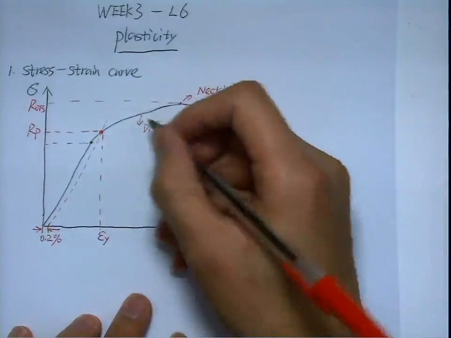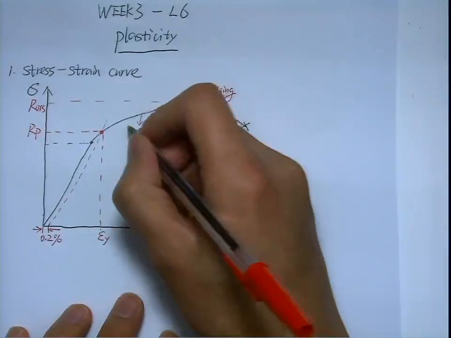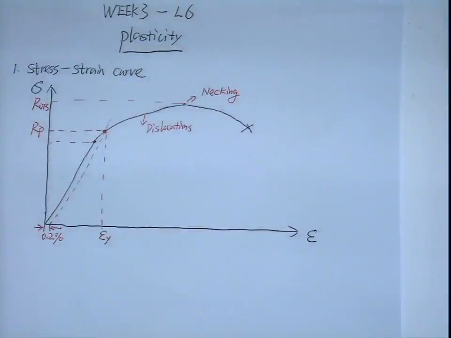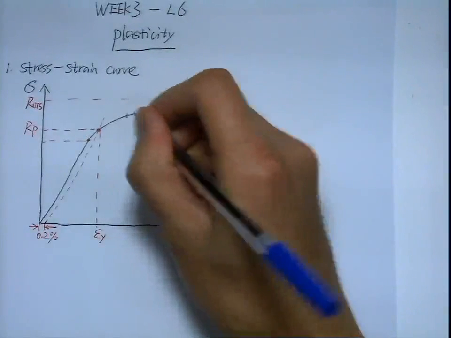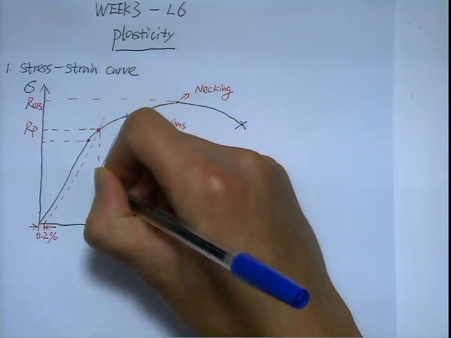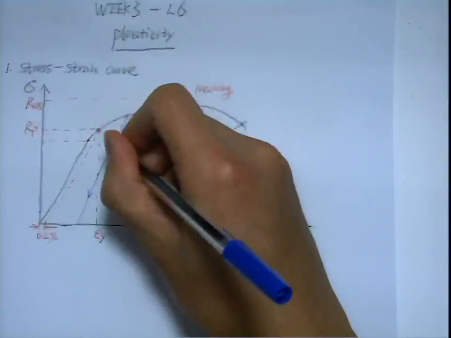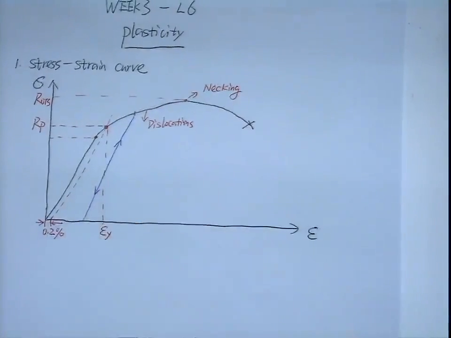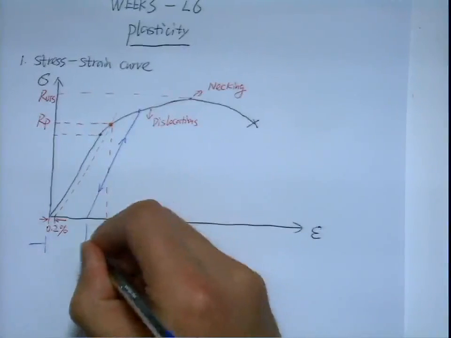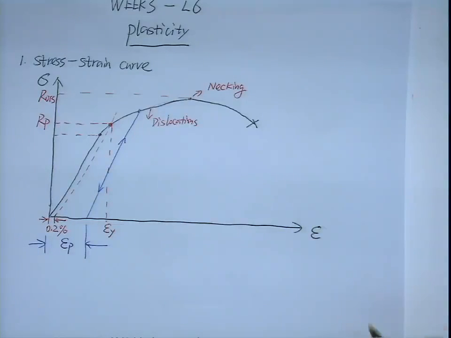So one typical behavior for plastic deformation is when you unload it. For example, you unload the curve here. Let's use another color. It will follow the same gradient, but it will never come back to the origin point because you are actually generating some permanent, let's call it plastic strain, in this part.